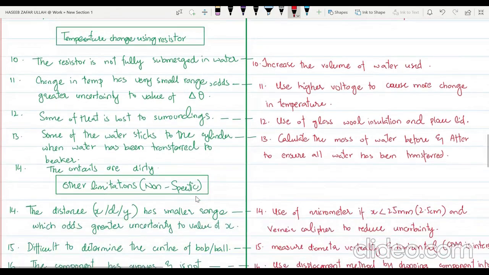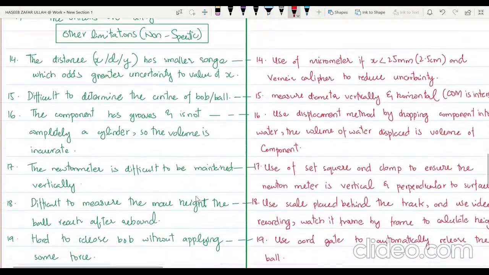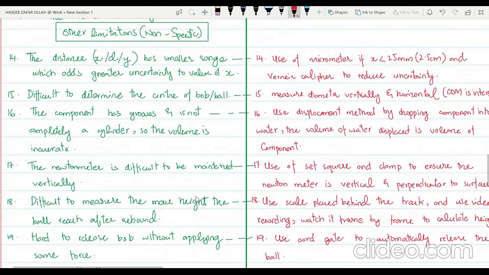The other limitations, which are non-specific and can be used according to where it is valid, is the distance has a smaller range, which adds greater uncertainty to the value of x or any of the distance variables that have been given to you. For example, it can be a height, or a distance between 2 points, which has a very small range. For example, 5 centimeter. So the uncertainty is greater when you are calculating a smaller height or a smaller distance.